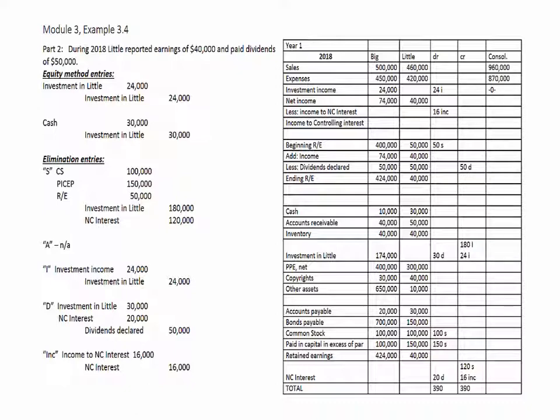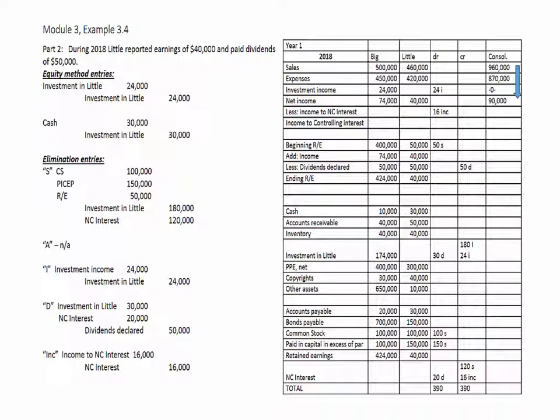Okay, now we go ahead and work through our worksheet. We add across our sales and our expenses and our investment income. And again, to get a subtotal, we work our way down the consolidated column. So consolidated sales minus consolidated expenses gives us consolidated net income of $90,000.